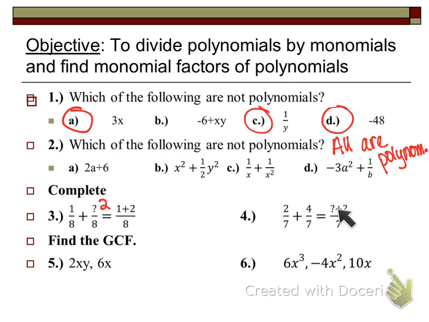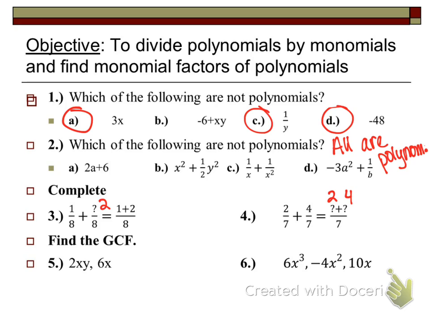Using that same idea, what belongs in my question marks on number 4? Need some new hands, or we're going to start pulling sticks already. May? 2 plus 4. Again, if we're just adding fractions together, we add their numerators, keep the same denominator. Of course, these were nice because they already had a common denominator.